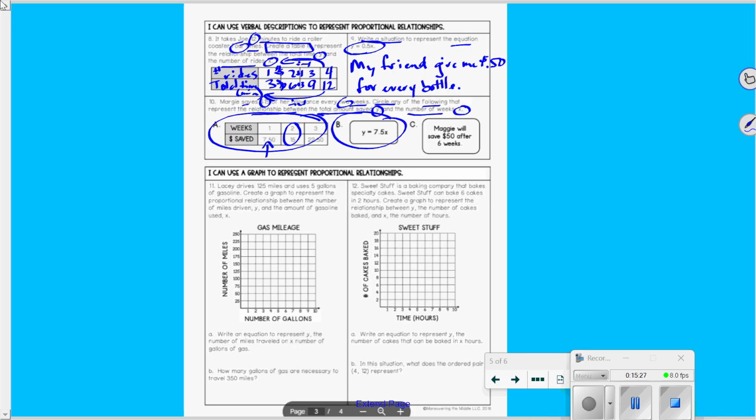Margie will save $45 after 6 weeks. If I double the 3 to get to 6, I double 2250, I don't get 50. So C does not work. You should have 2 of them circled.